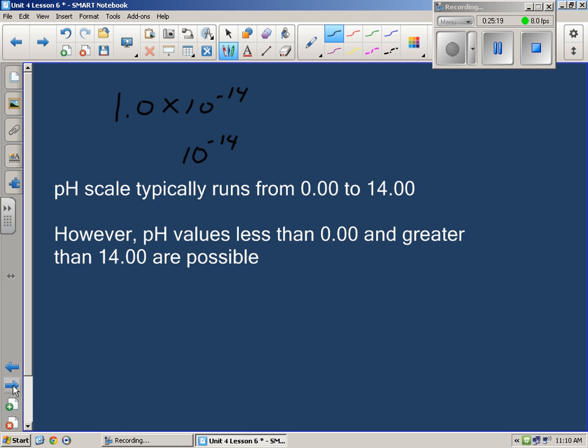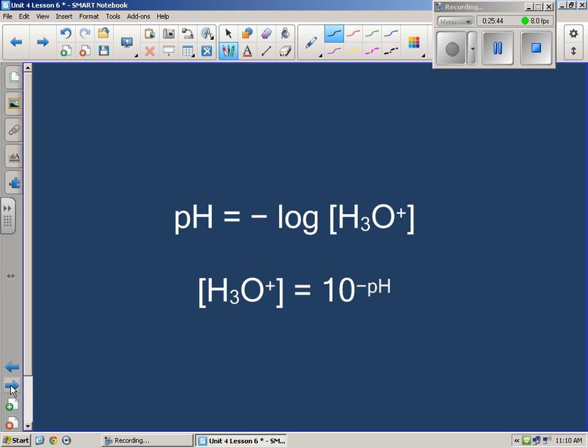You guys are doing logarithms in Math 30, or if you haven't, you will be soon. So that's where that comes from. And that comes from the fact that at 25 degrees Celsius, 1 times 10 to the negative 7 times 1 times 10 to the negative 7 gives 1 times 10 to the negative 14. So that's the scale we're working with, 0 to 14. Okay? So once again, is that always the case? No. Could be lower, could be higher than 0 to 14. Here are two formulas that, of course, you guys know from Chem 20. If I want to find the pH, I take the negative log of the hydronium ion concentration.